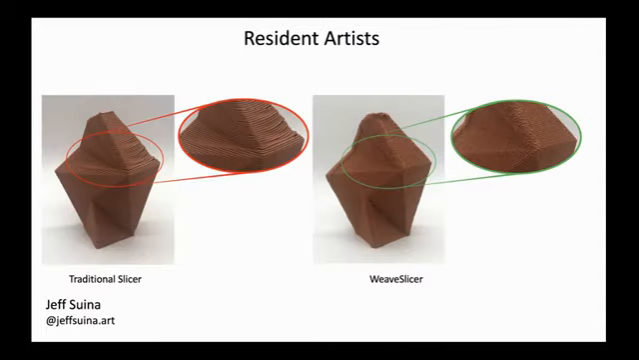We also had 2 resident artists in our lab this past summer, and they both experimented on some of their forms using WeaveSlicer. So one of our resident artists was Jeff Suina. His Instagram is right there. And he was making geometric forms and exploring how to 3D print them for the summer. This form began to collapse when he printed it with a toolpath generated from a traditional slicer, as on the left. So we decided to print it with WeaveSlicer, and you can see the form remained very rigid with no collapse.